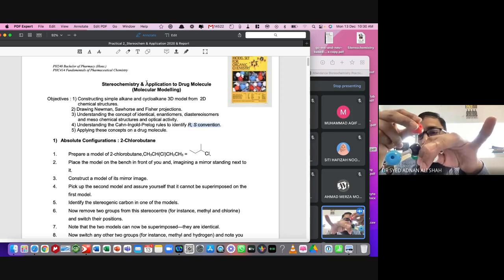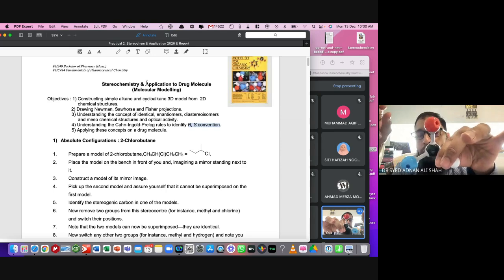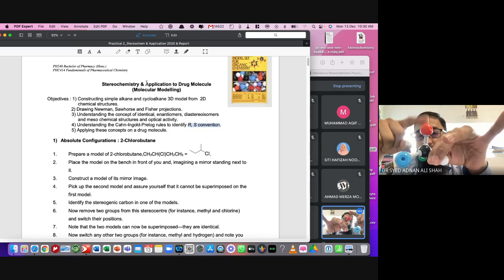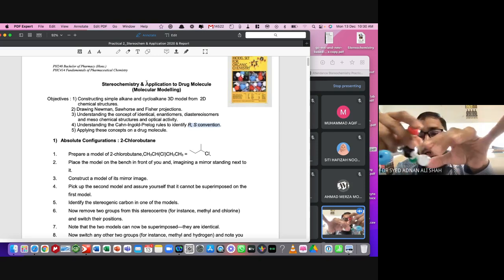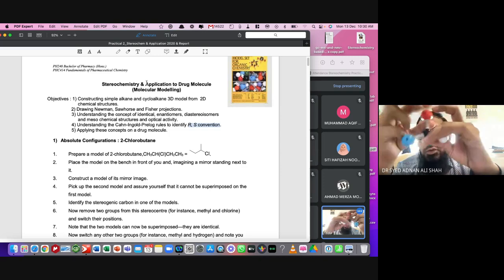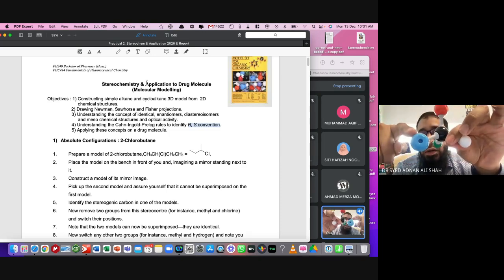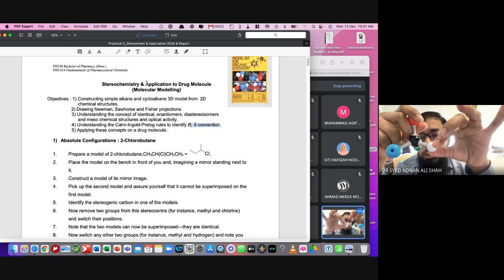You can assume this one is the fluorine, the small one, and this one is the hydrogen, right? Then for the priority level in this model, the biggest atom is this bromine, and then chlorine, and then fluorine, and the last one is this hydrogen. So we give priority level 1 to this, 2 to this one, 3 to this one, and 4 to this one, right?